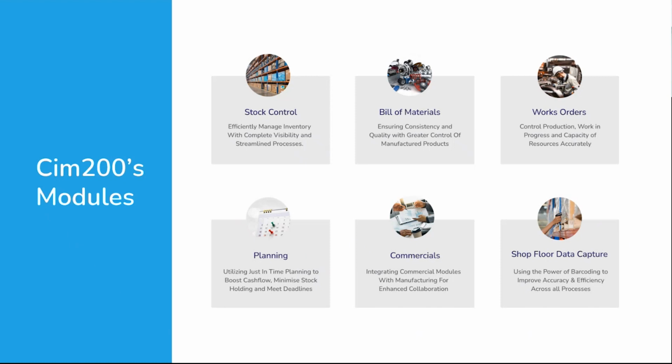On a bill of materials, we give more flexibility and access routes to different types of manufacturers. Also, works orders, which is completely our own module, and planning with the MRP, which I will talk about shortly once we are going through the process. And we've done some enhancements on the commercials as well.